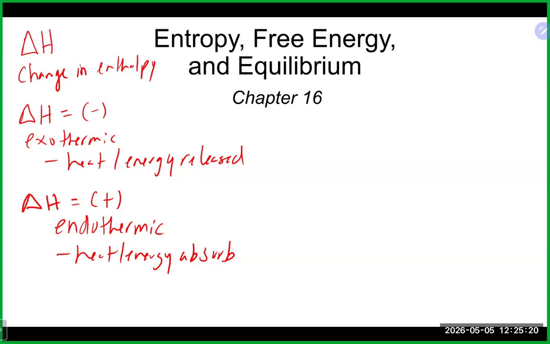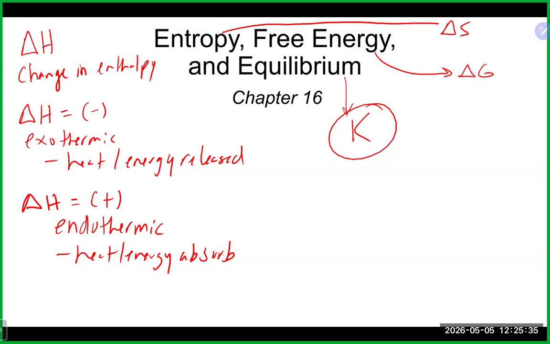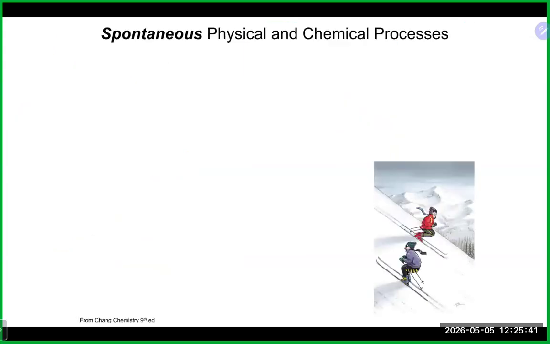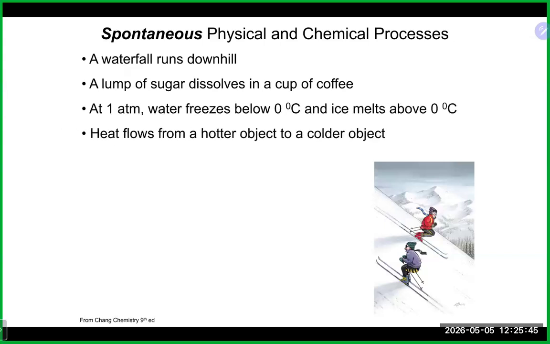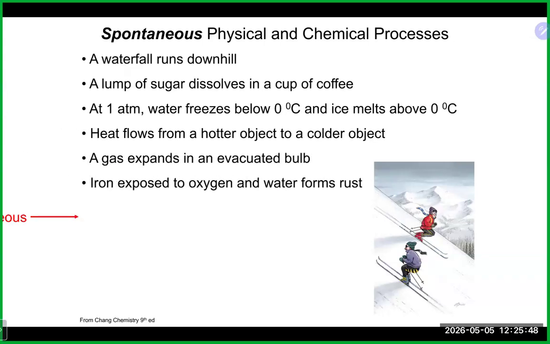And we're going to talk about some of these other ones here. We're going to talk about entropy, which is delta S. We'll talk about free energy, which is delta G. And of course, this class would not be complete without our favorite letter ever, which is K, and we'll tie these things to the equilibrium constant at the end. So let's talk a little bit about spontaneous physical and chemical processes.